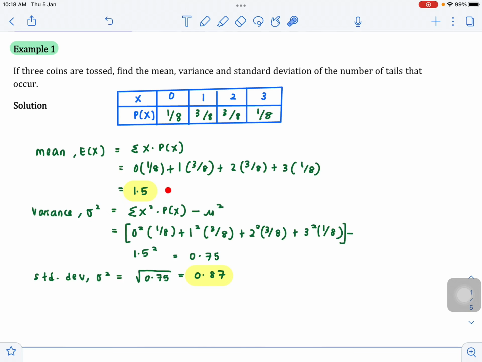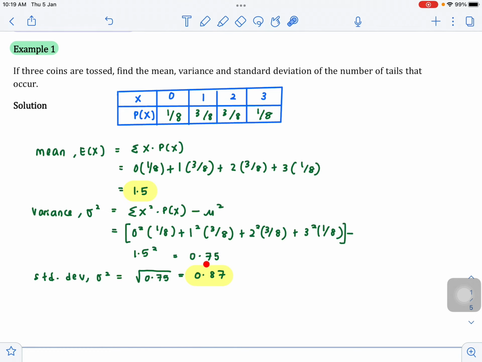Variance, use this formula, summation of x squared p(x) minus the mean squared. So every x value you square first. 0 squared times 1 over 8 plus 1 squared times 3 over 8 plus 2 squared times 3 over 8 plus 3 squared times 1 over 8. So this is the first part. Minus the mean squared. Mean is the previous answer just now. Minus 1.5 squared. So just calculate all this, then your answer will be 0.75. Standard deviation, just the square root of the variance value.